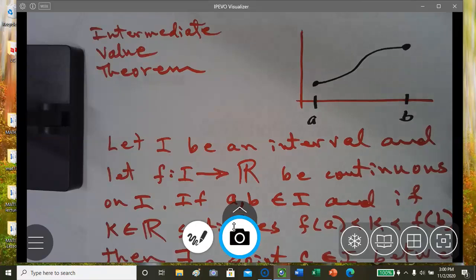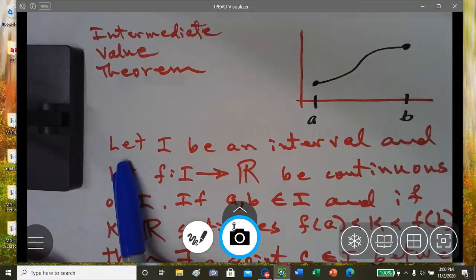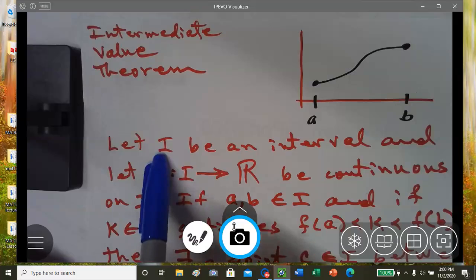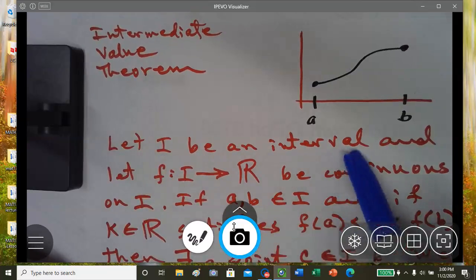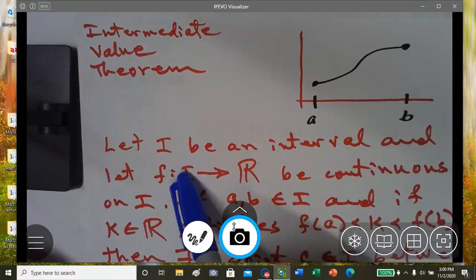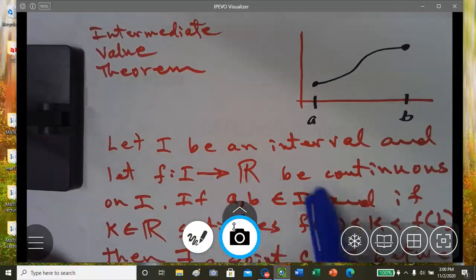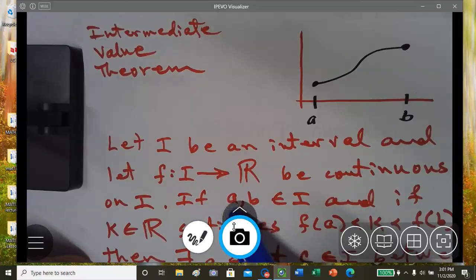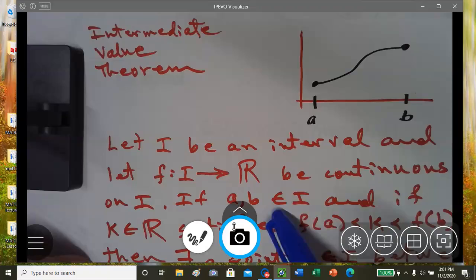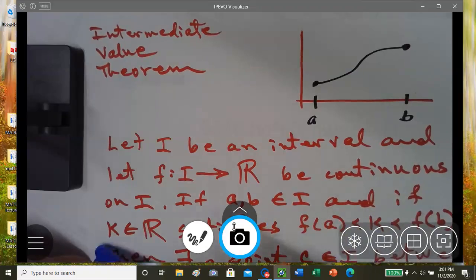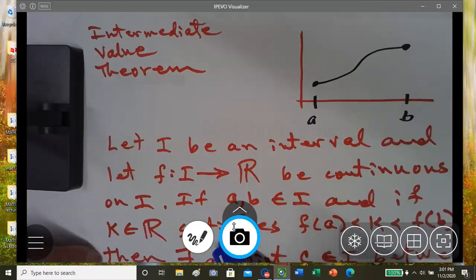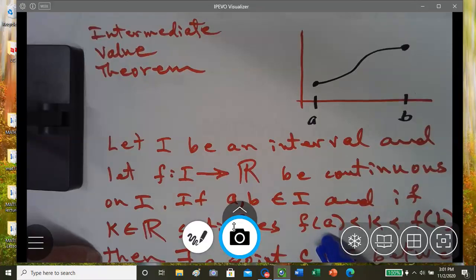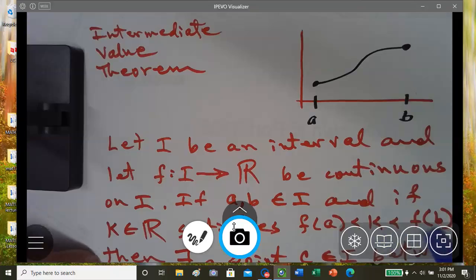Okay, this is the lecture video on the intermediate value theorem, and we're going to prove that this exists. We're going to let I be an interval and let our function f from I to the real numbers be continuous on interval I. If A and B are within this interval, and if K is an element of R, satisfies that f of A is less than K and is less than f of B.